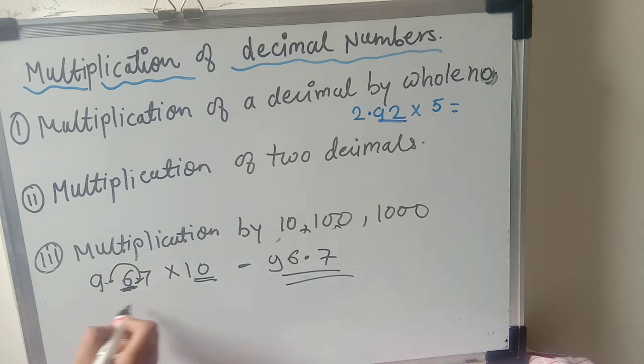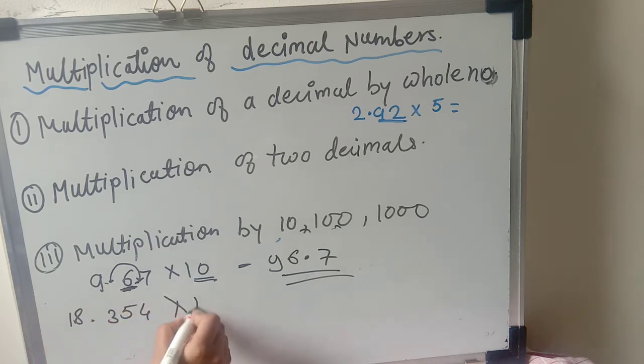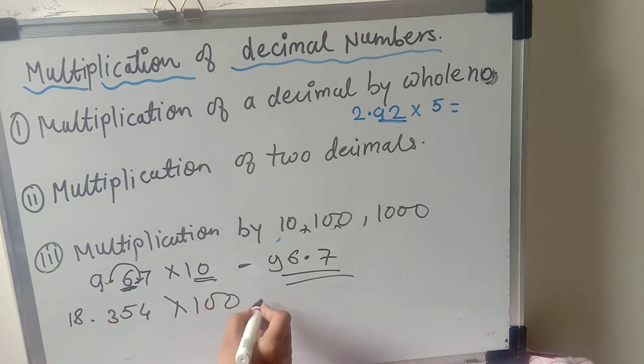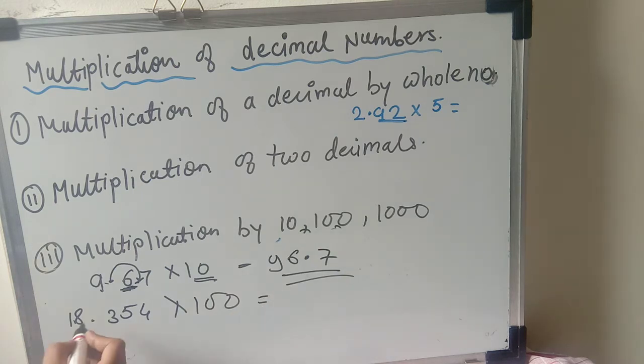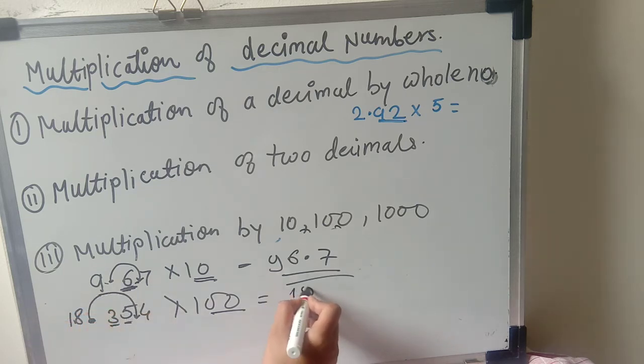Okay, if you multiply the second number, if I take here 18.354, if I multiply with the 100, okay, so here what will happen is that the decimal point moves 2 places from the right side. Here 1 and 2, okay, 1 and 2. So decimal यहाँ पे 2. 100 में कितने जीरो है? That is 2. तो यहाँ पे after decimal the decimal will shift after 2 places and here we'll get the answer, that is 1835.4.